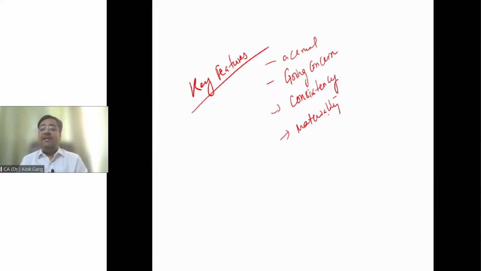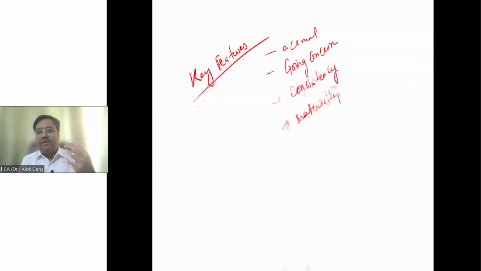Santosh is also asking about substance over form. Yes, prudence concept, materiality. So materiality is again important. Whatever material item is there has to be shown separately. If an immaterial item is there, it has to be clubbed as one item, like other current asset, other non-current asset. What could be the next?